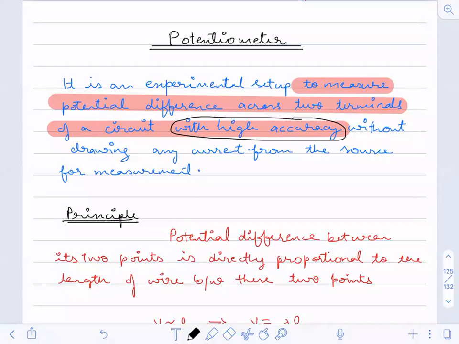Then why are we having two different devices? Because this potentiometer measures the potential difference across two terminals with high accuracy. The voltmeter does not have that accuracy. So the potentiometer is used to measure the potential difference across two terminals of the circuit with high accuracy without drawing any current from the source of the measurement.